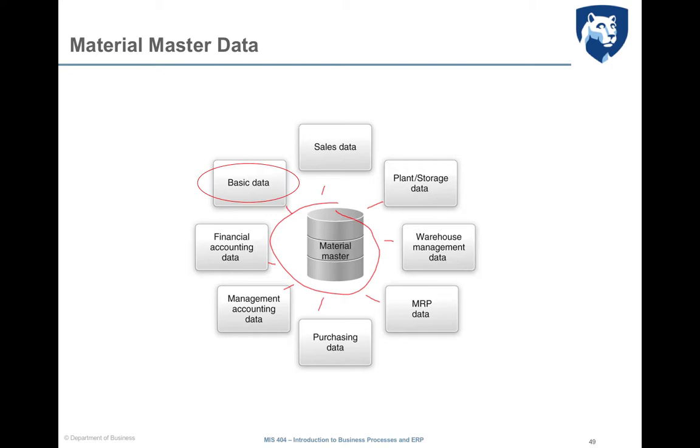Instead, other views are set only for certain processes. For example, the sales data and the purchasing data include all the data of the material which are relevant for the purchasing process and the sales process. For example, for procurement, we can have the vendor, the vendor description and the purchase order. For the sales process, we have the customer number or the price of the material or the product, which is just relevant for this type of process.